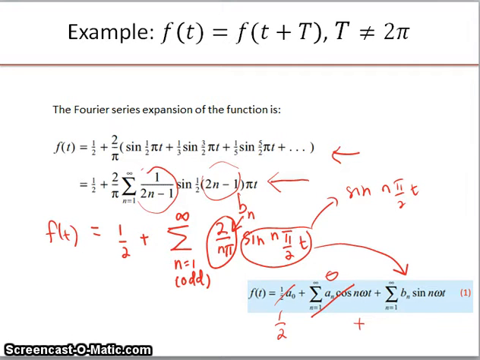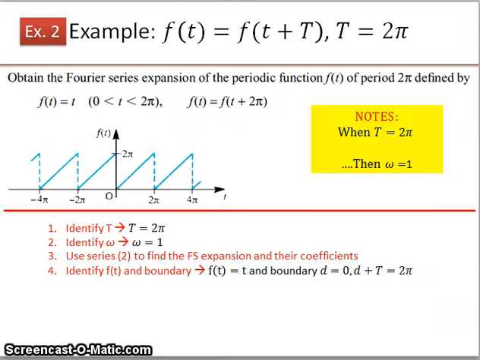Alright, now let's go to the second example, where the function that we have here has a period of T equals 2 pi. So automatically omega equals 1. Alright, then we can use the equation from series 2. So here, when T equals 2 pi, omega equals 1.